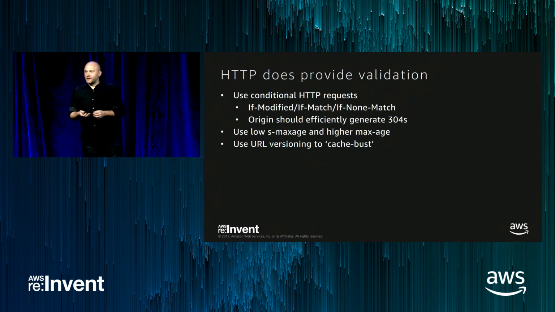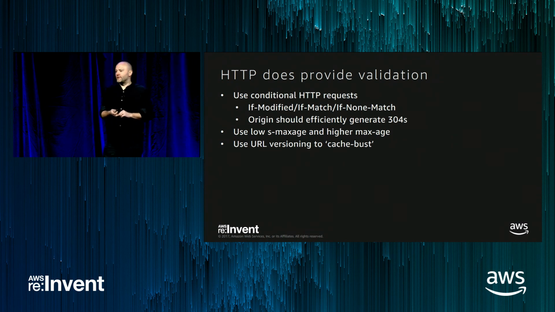Now, if the object hasn't changed in a conditional GET, the origin should return a 304 Not Modified. This indicates to the client: you've got the current version, continue to use that from your cache.